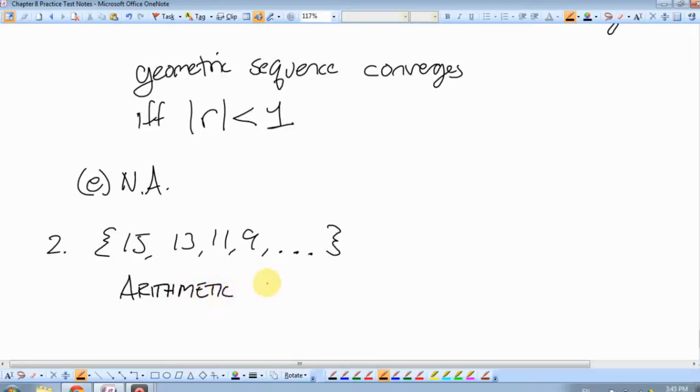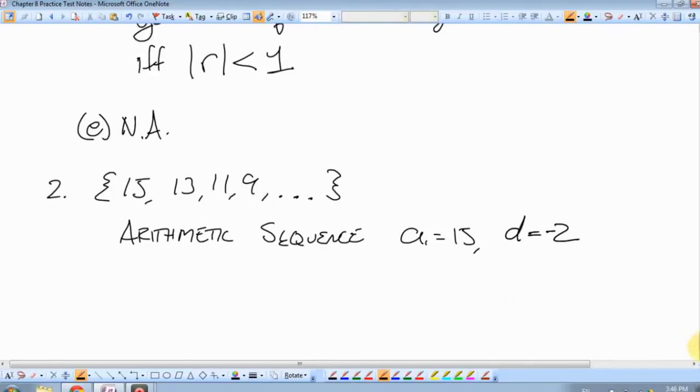Arithmetic sequence. A1 is 15. R is D is -2. Okay. A. Give me the recursive rule. A1 equals 15. A(n+1) is equal to A(n) minus 2.